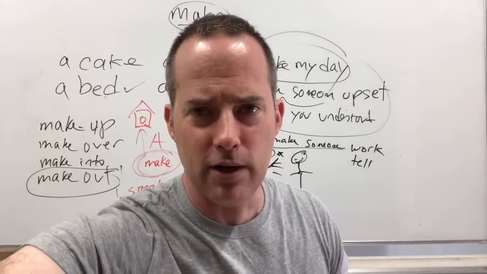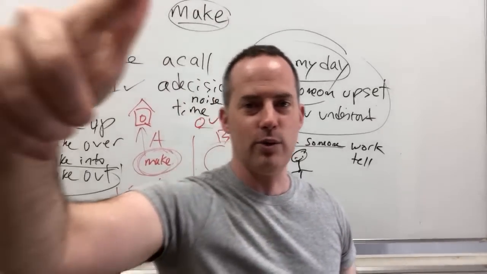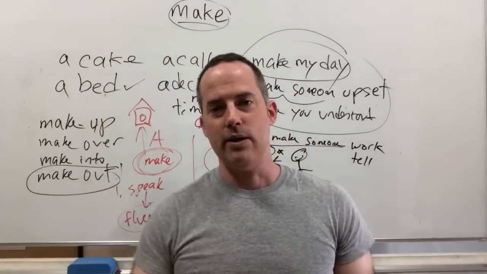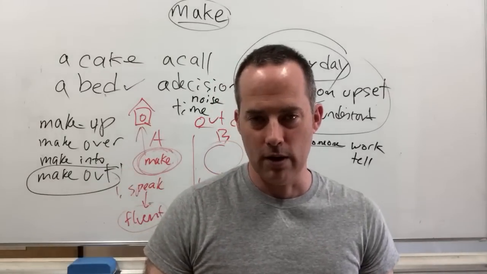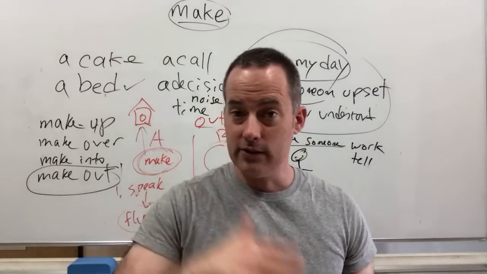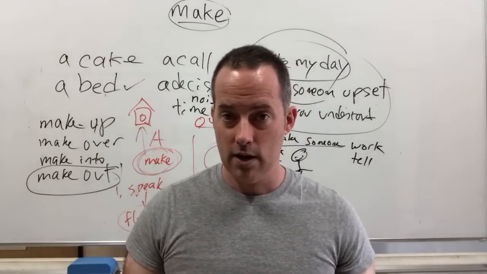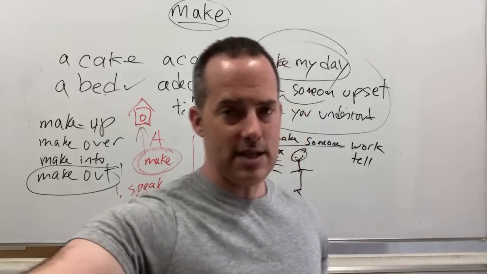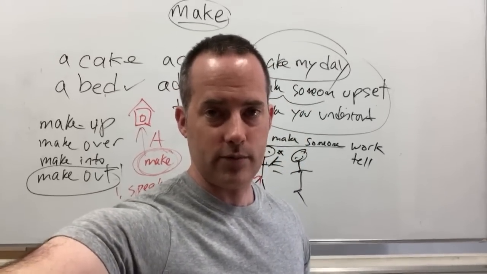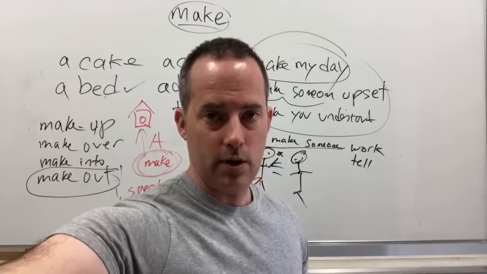Let's see, say a tongue twister for us, teacher. A tongue twister? Here's a tongue twister my older daughter Aria likes. She sells seashells by the seashore. She sells seashells by the seashore. See if you can say that quickly. All right.